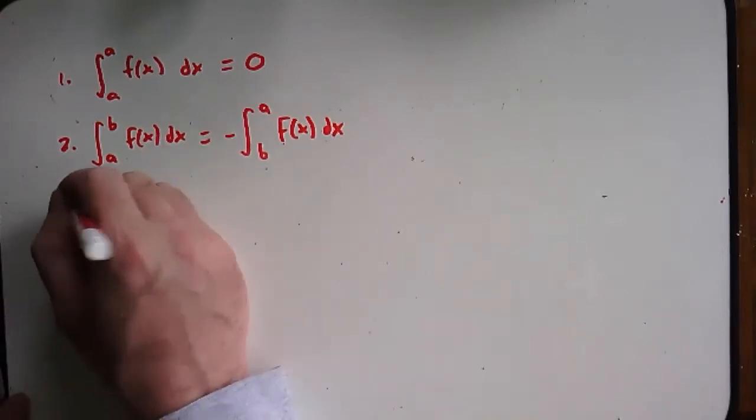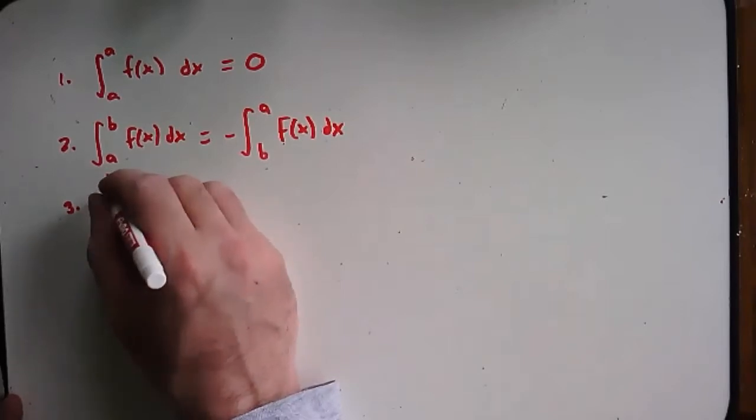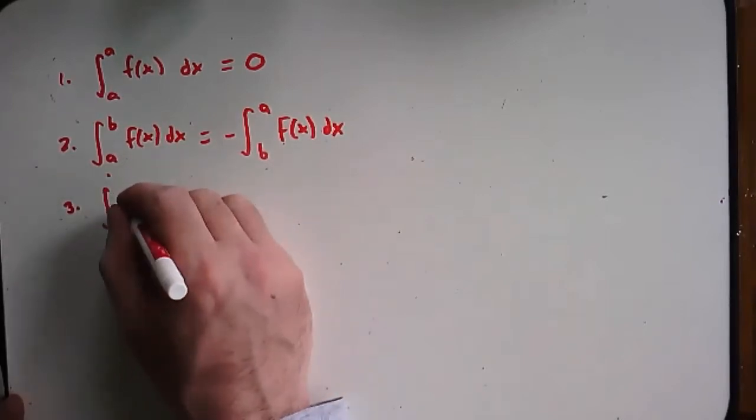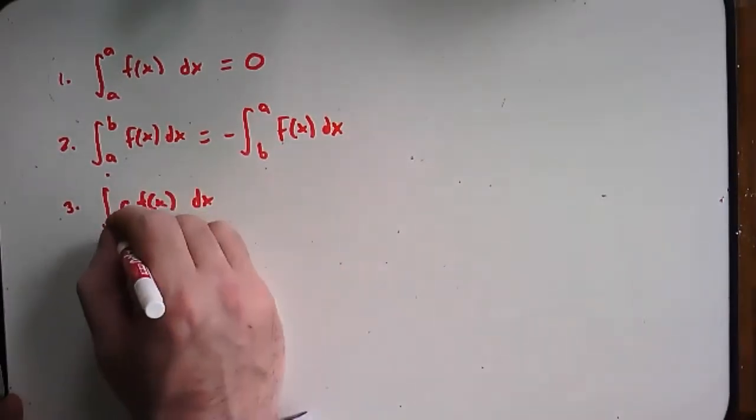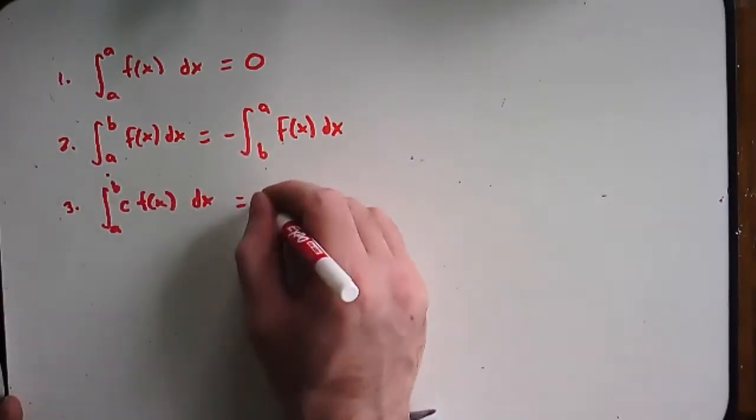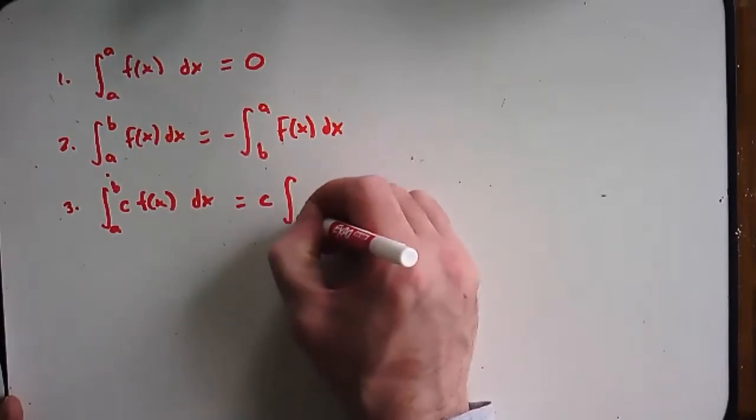Okay, here's the third one. It's a constant multiple rule for definite integrals. So some constant times f of x dx. And we're allowed to factor that constant out.